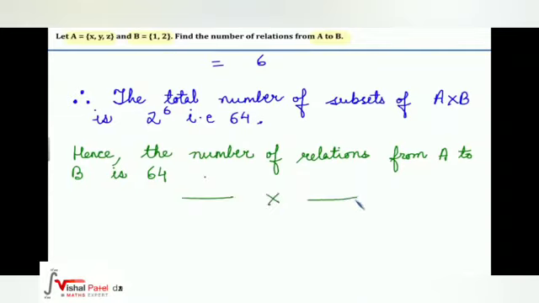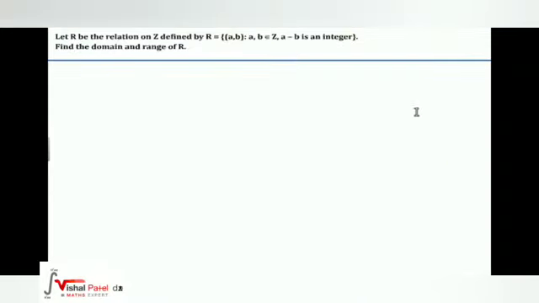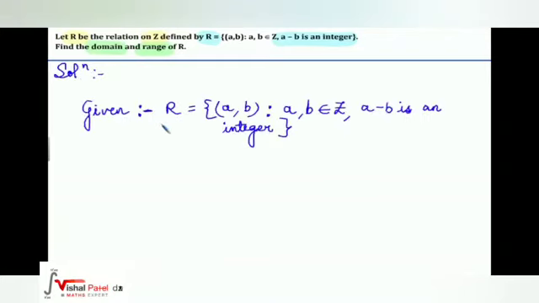Okay. Now move on to our last question. Let R be the relation on Z defined by R equal to {(A, B) where A, B belong to Z, A minus B is an integer}. Find the domain and range of relation R. If you want to try yourself, just pause the video and try.